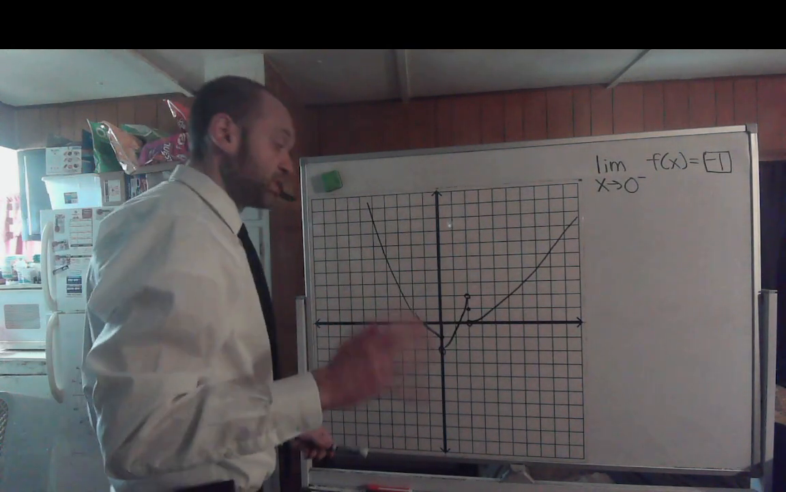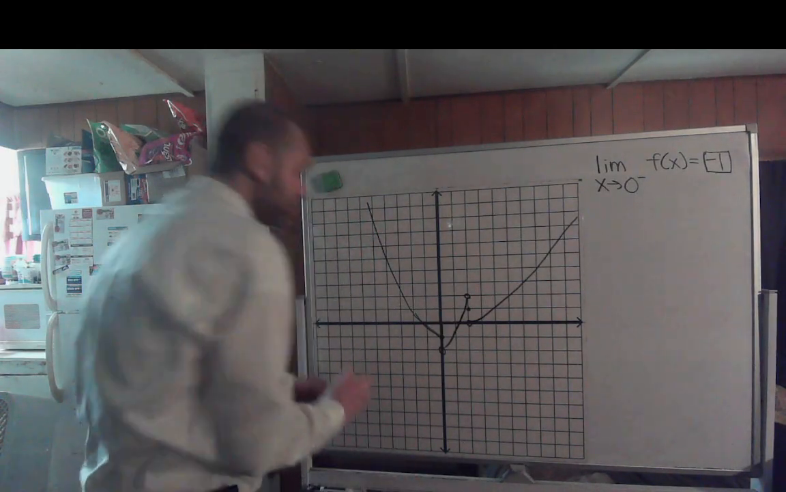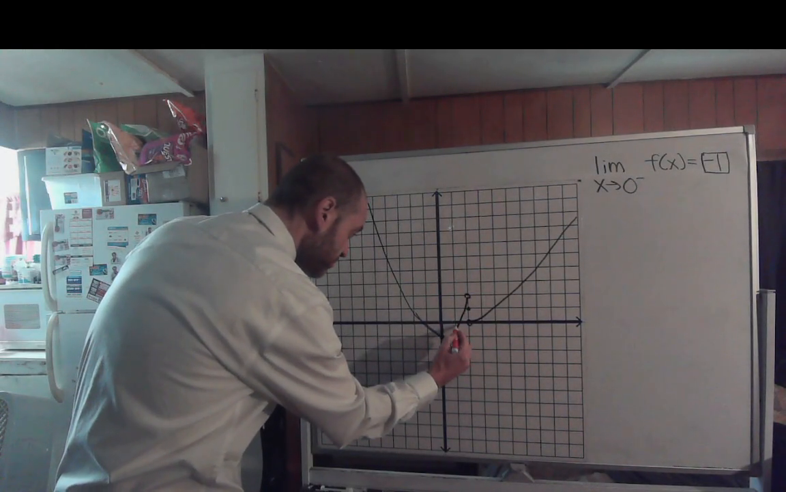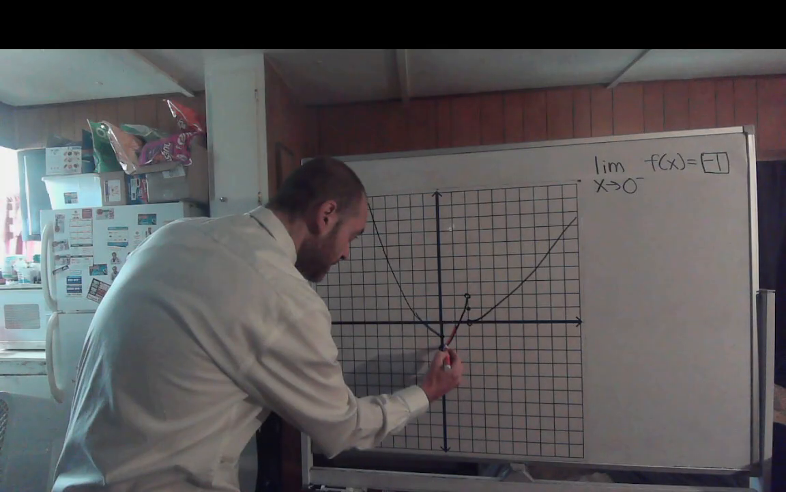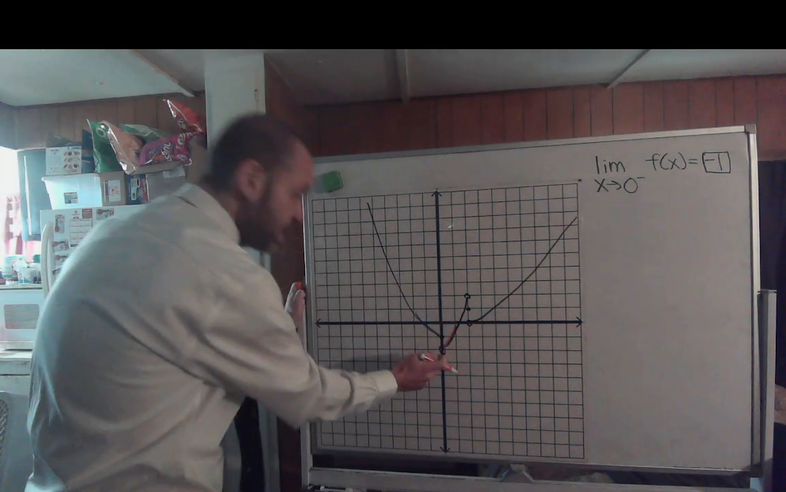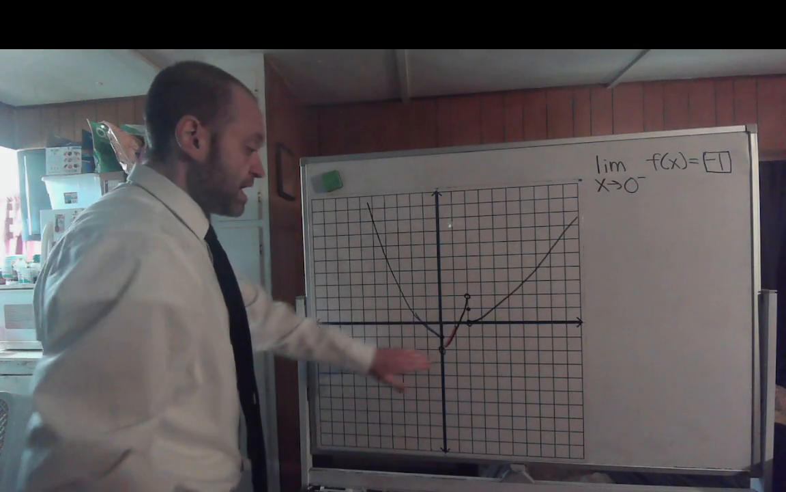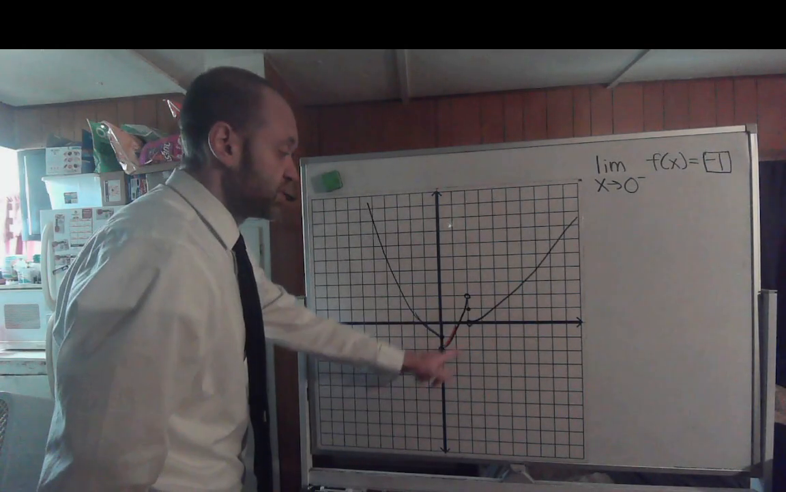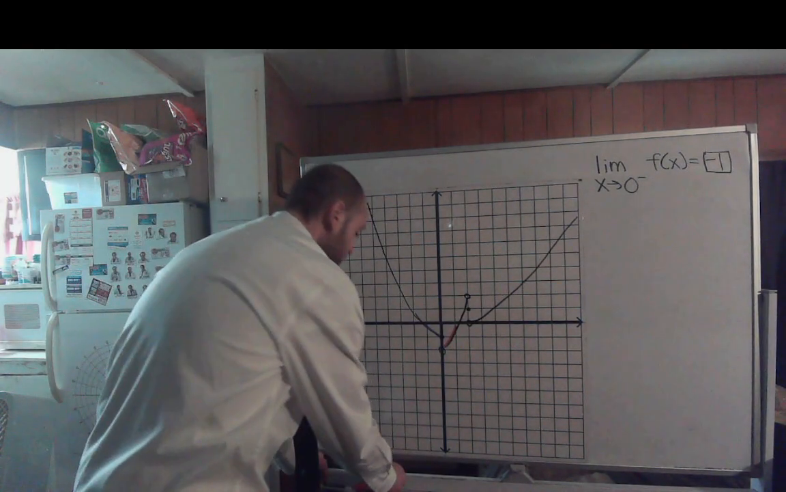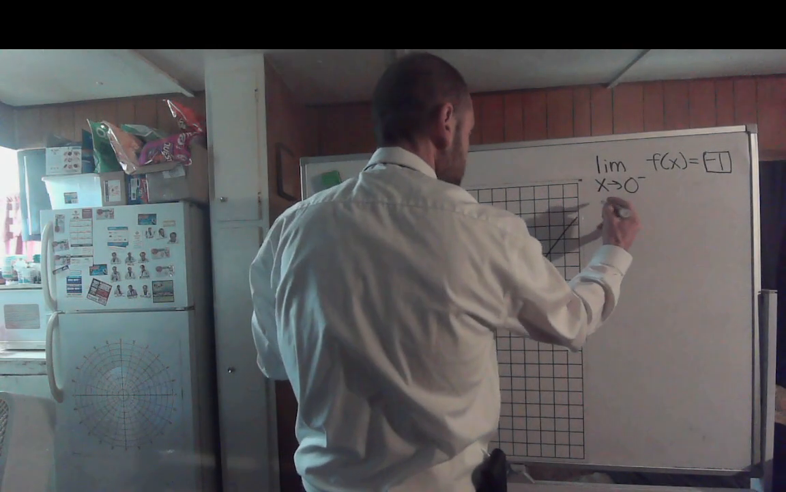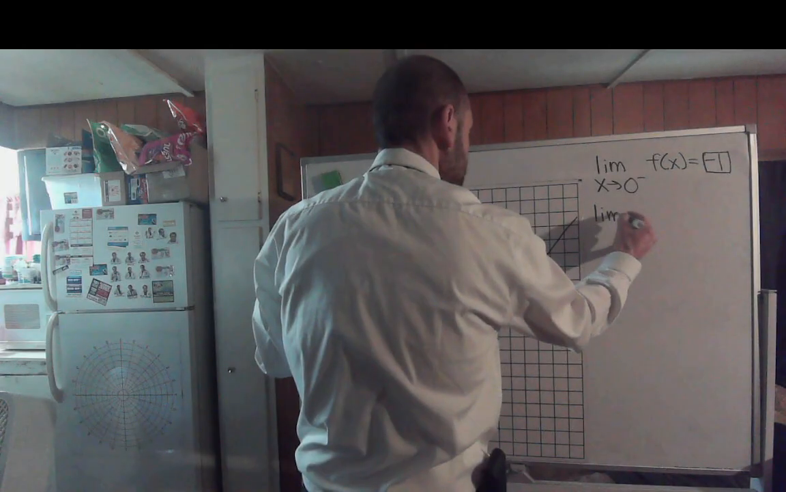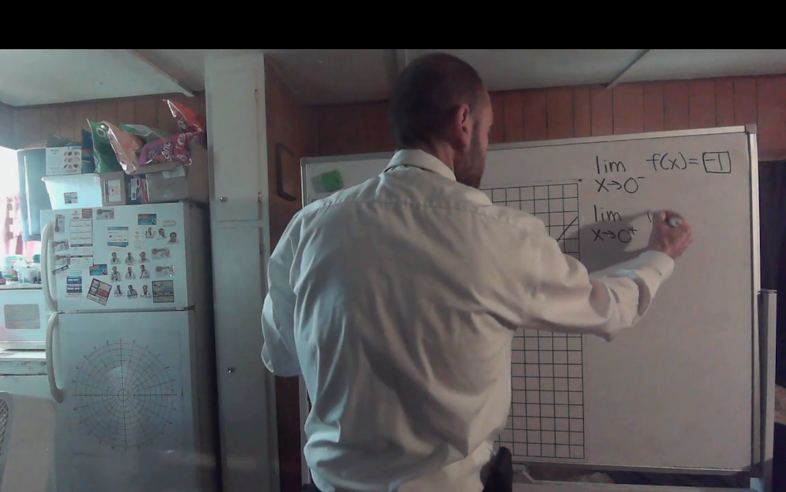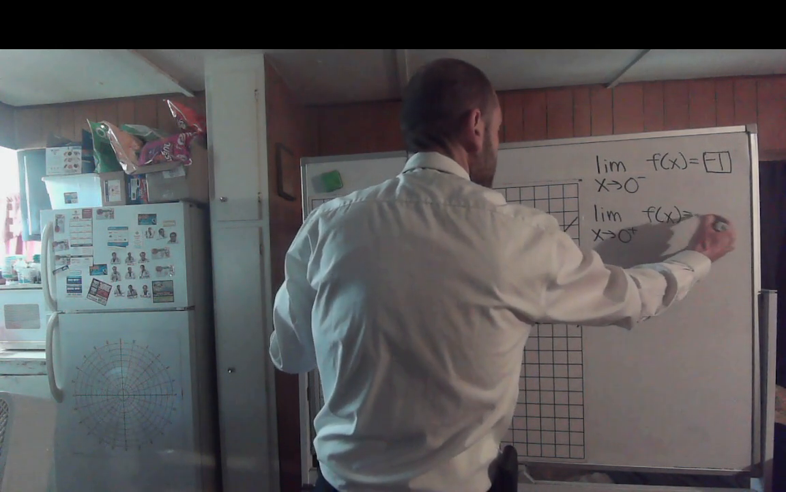Now, I also would like to find the right-handed limit. So if I take my red marker and I trace along the graph and approach x equals 0 from the right, though it's not defined at y equals -2, I'm getting infinitely closer and closer to a y value of -2. So the limit as x approaches 0 from the right of this function would be -2.